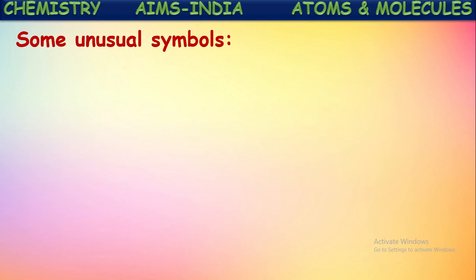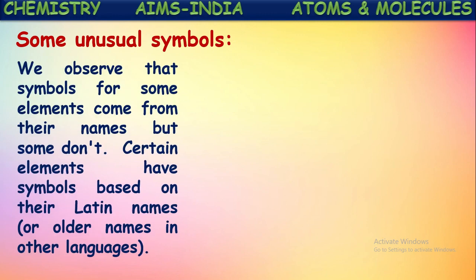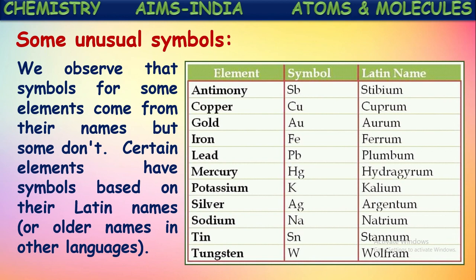Some unusual symbols, let us see now. We observe that symbols for some elements come from their names, but for some they don't. Yes, for some elements they are not taken from their English names. Certain elements have symbols based on their Latin names or older names in other languages. Let us see some elements which have symbols from their Latin names. If you observe here, antimony. Actually, with its starting letter A, either An or Ao should be taken as the symbol. But its symbol is Sb because its Latin name is stibium. From this Latin name stibium, its symbol is derived as Sb.